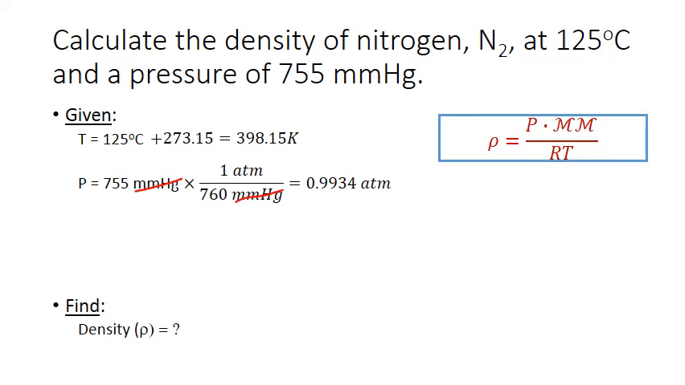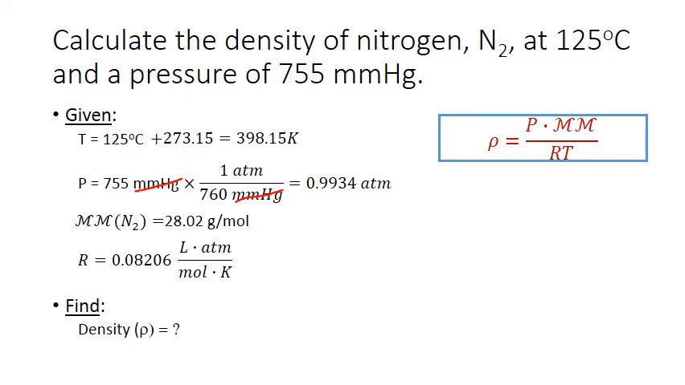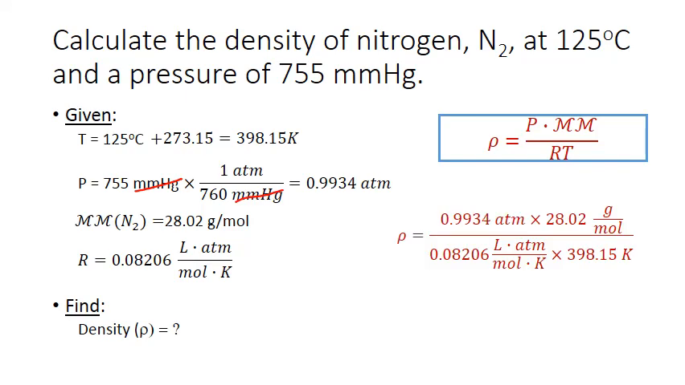Now all we need for the calculation is the molar mass. For nitrogen, nitrogen is a diatomic element. That means when it's found in its elemental form, it's always N2. So that's a molar mass of 28.02 grams per mole. And R, the ideal gas constant, 0.08206 liters times atmospheres divided by moles divided by Kelvin. So we substitute these values into our ideal gas law.